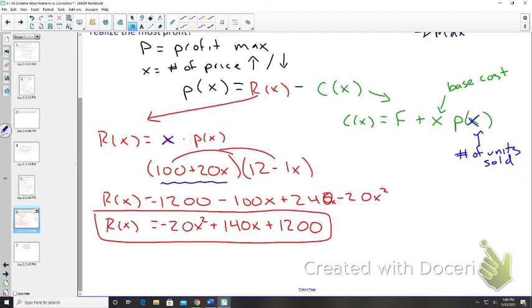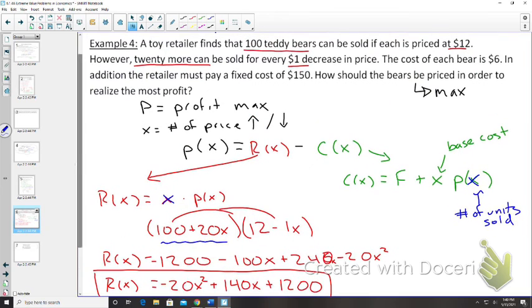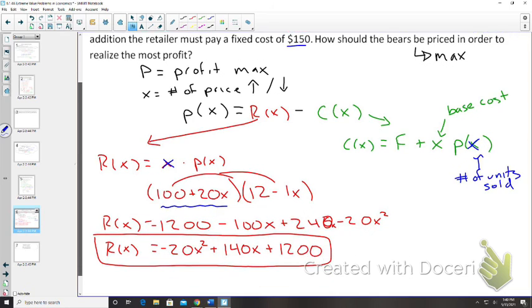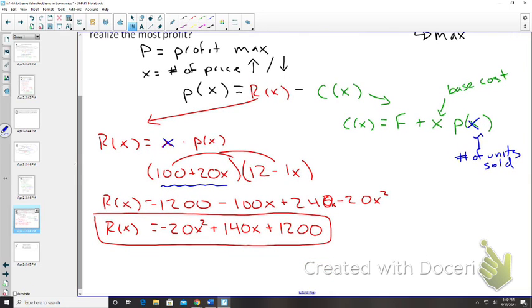We also know the fixed cost is $150, so we know our F. And the cost of each bear, the base cost, is $6 there. Okay? So let's go ahead and put those into our cost function. So C of x is equal to 150.